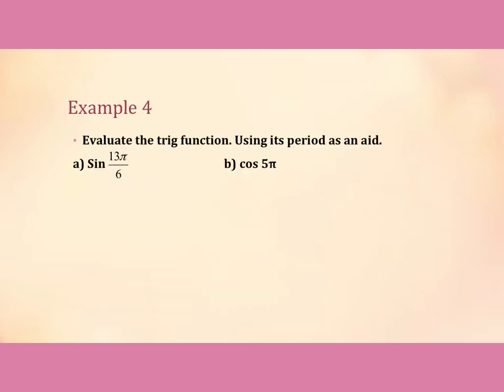All right, so example 4 said evaluate the trig function using its period as its aid. So all this means is that it's going to either be bigger than 2 pi or less than 0, and we've got to figure it out based on that. So if I take sine of 13 pi over 6 and I convert this into a mixed number, I get 2 and 1/6 pi. So picture my unit circle again.